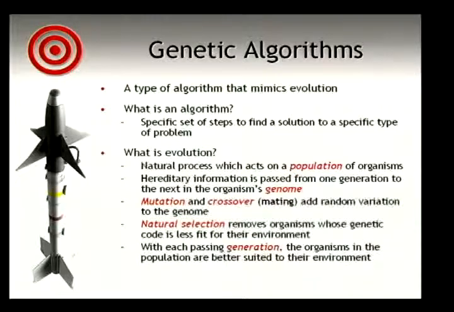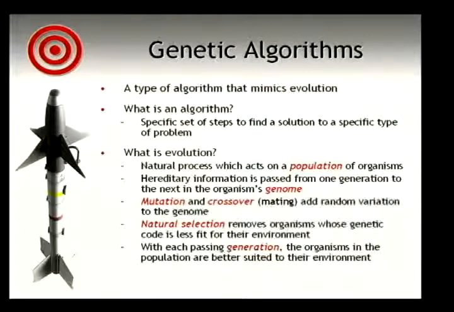Before we move on, what is an algorithm? An algorithm is a specific set of steps to find a solution to a specific type of problem. What is evolution? Evolution is a natural process which acts on a population of organisms. Hereditary information is passed from one generation to the next in the organism's genome, its DNA, its chromosomes.